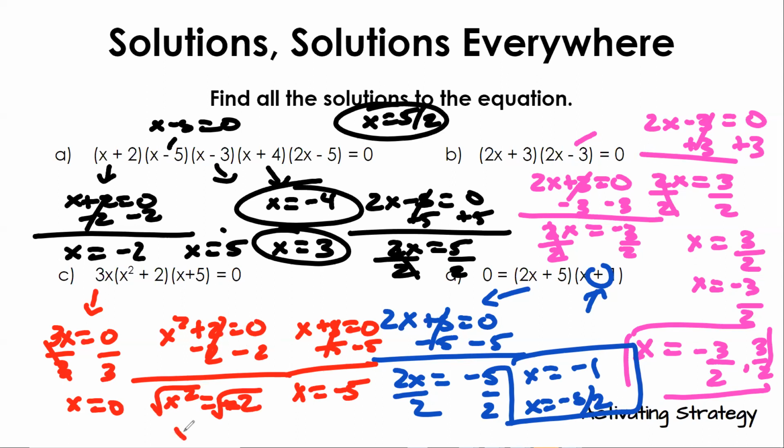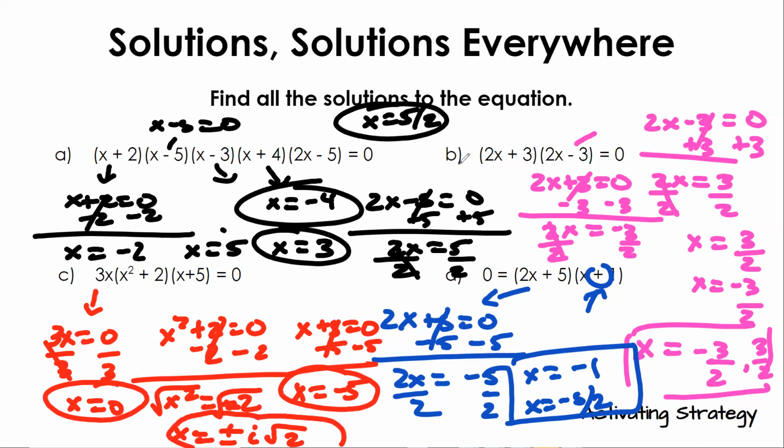When we take the square root of a negative number, what do we get? Have we talked about this yet? No, I don't think so. Okay, we get an imaginary number. We did talk about that. Okay, so we're going to have positive and negative i square root of 2. So we'll have x equals -5, x equals 0, and x equals positive and negative i square root of 2.